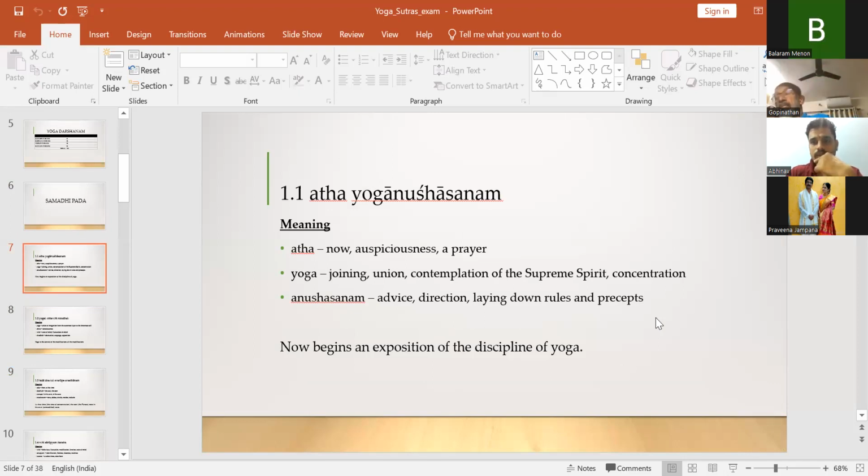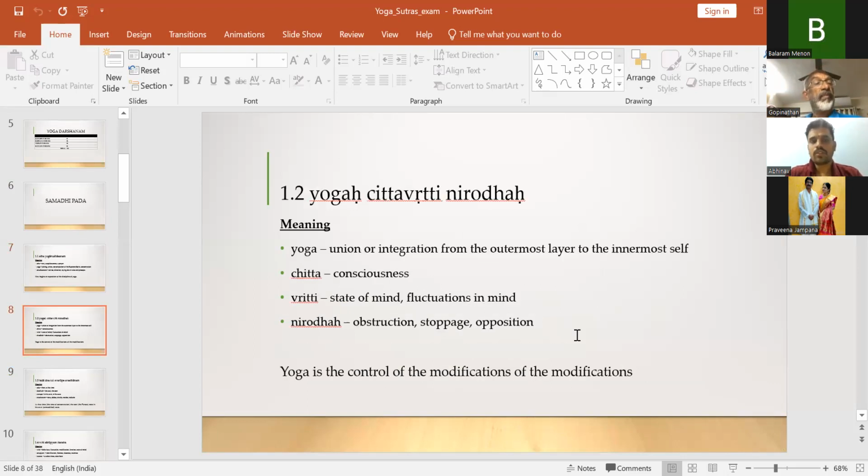Atha yoga anushasanam means what we are doing here: we are learning about the discipline of yoga. This is the first sutra. Yoga chitta vritti nirodhah is the definition according to Patanjali. Yoga, you know, is union.